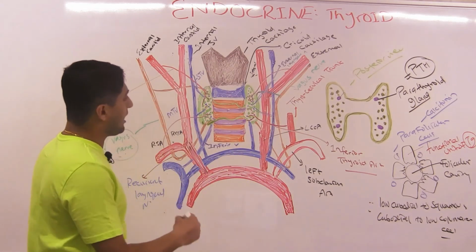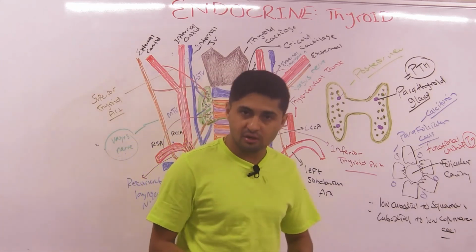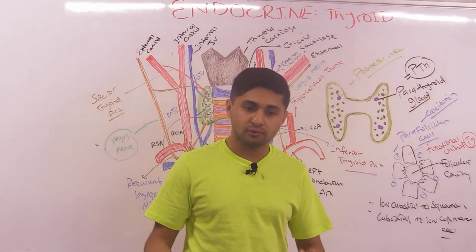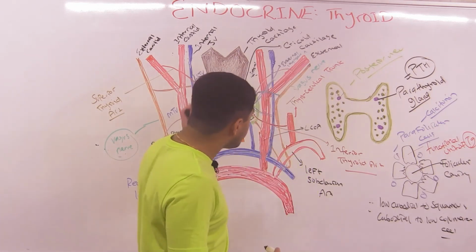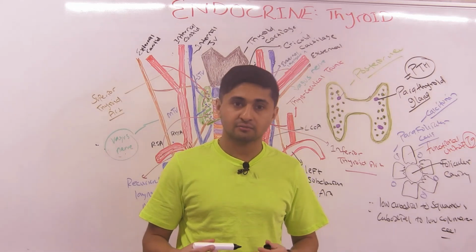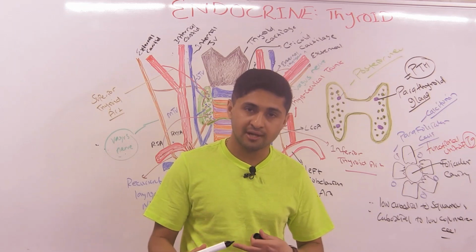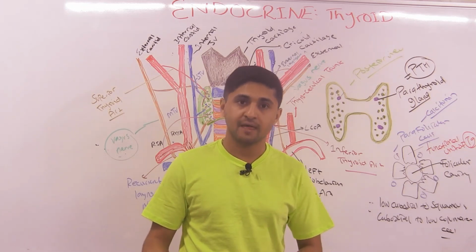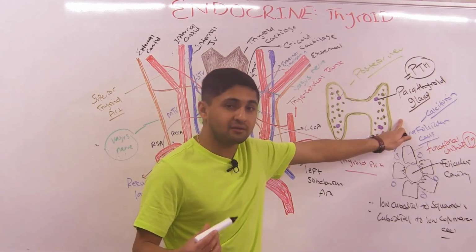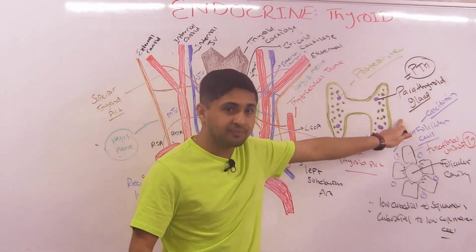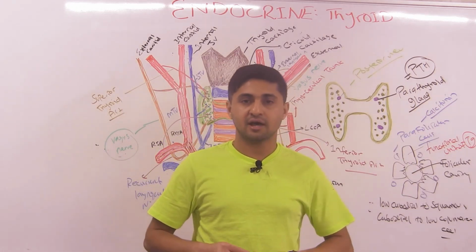Now, after this basic anatomy and a little bit of histology, next we're going to talk about the physiology of the thyroid gland, how the follicular cells produce your thyroid hormones. Then we'll also talk about the role of parathyroid hormone and calcitonin in our coming lectures. Okay, guys, this is all I have for you.